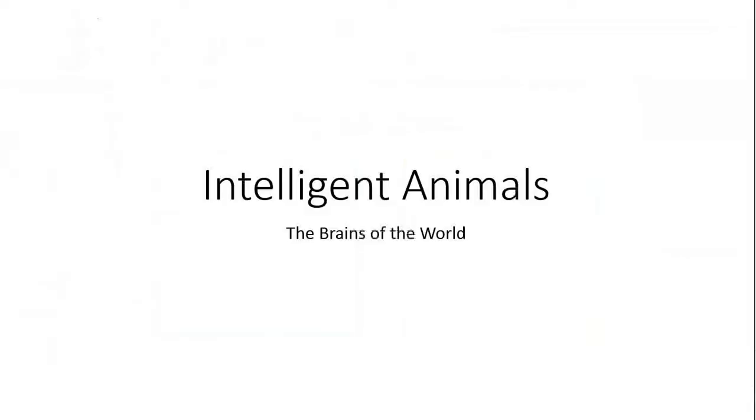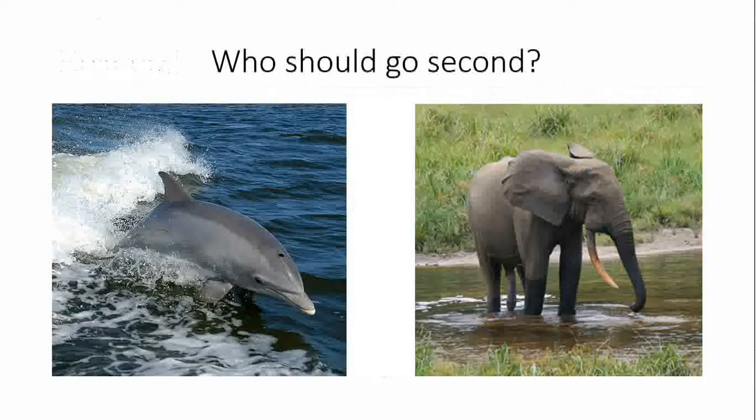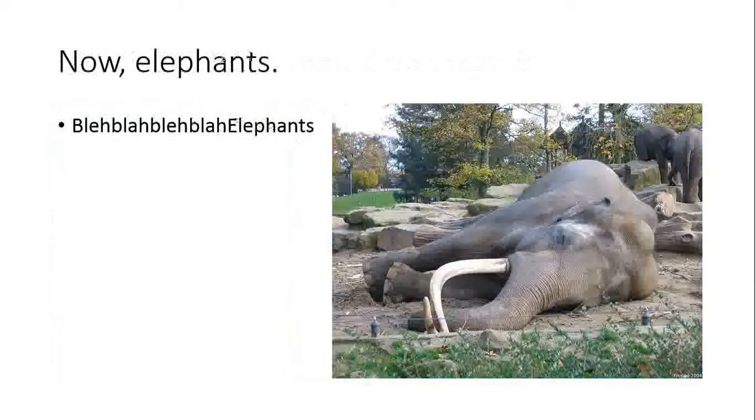Here we have a presentation about intelligent animals. First, of course, there's humans. Then there's two runner-ups. We're still not sure which one's smarter, so who should we talk about first, dolphins or elephants? Well, since you're not here, we'll go with dolphins. So, yeah, blah blah blah, dolphins, blah, then elephants, blah blah blah blah blah, blah elephants.